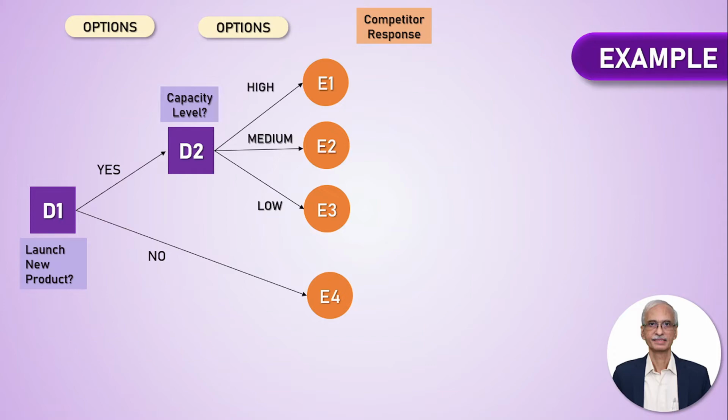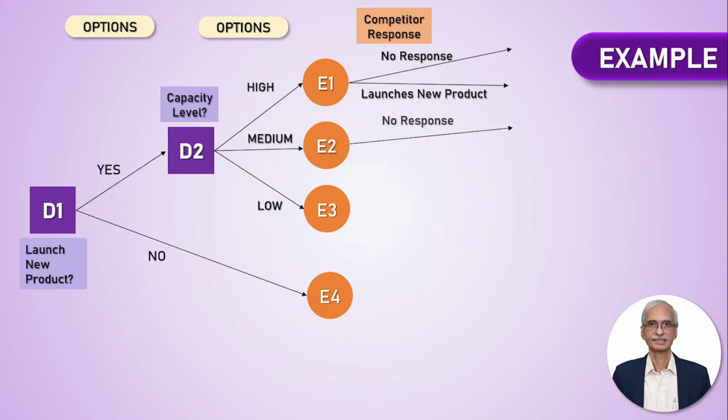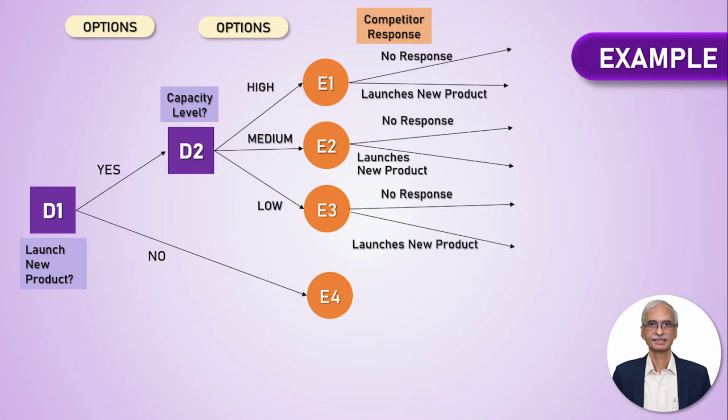It's an event point, and the possible responses can be, let's say, for the high capacity introduction of the new product, no response from the competitor, or they also launch a new product. Of course, there could be further options on how much capacity the competitor also comes up with. Could be again high, medium or low, but I have not shown it in this diagram for simplicity. Similarly, for medium capacity and low capacity also there can be other responses.